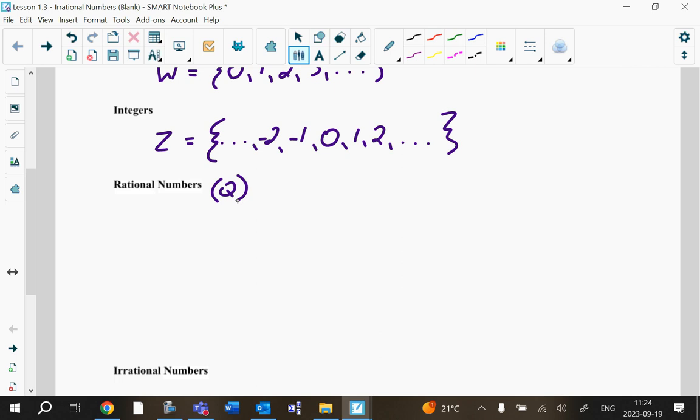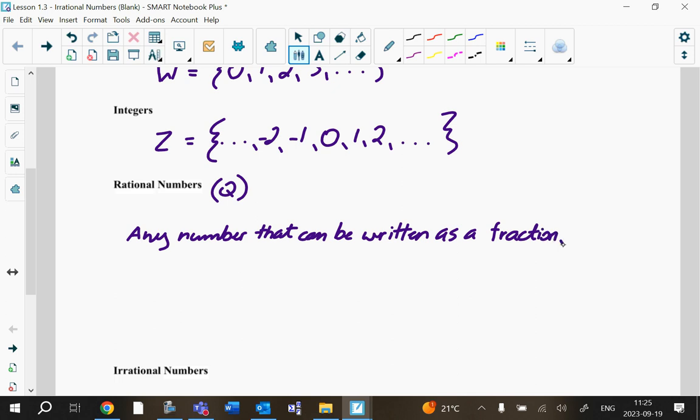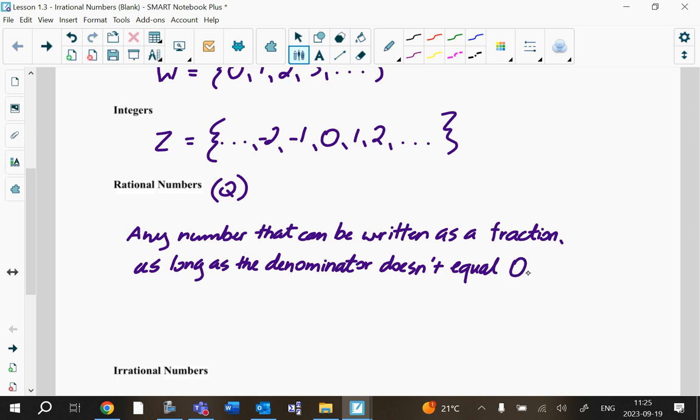Any number that can be written as a fraction, as long as the denominator doesn't equal 0, because we can never divide by 0. So let's think of some examples.